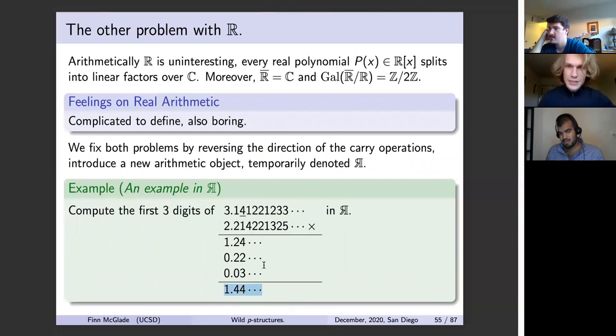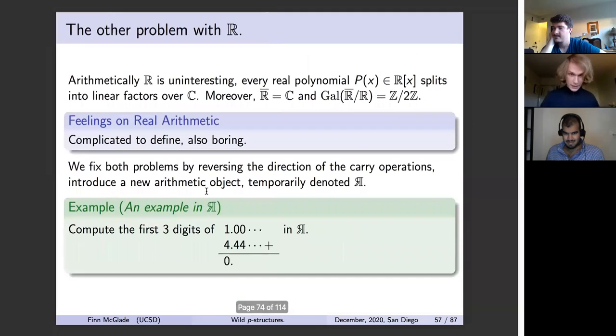You can see I got the first 3 decimal points, but I never had to worry about this issue of truncating and then going further than I was interested in. Just by reversing the direction of the carry operations, it turned out that the calculation was much nicer. So I want to investigate this a little bit.